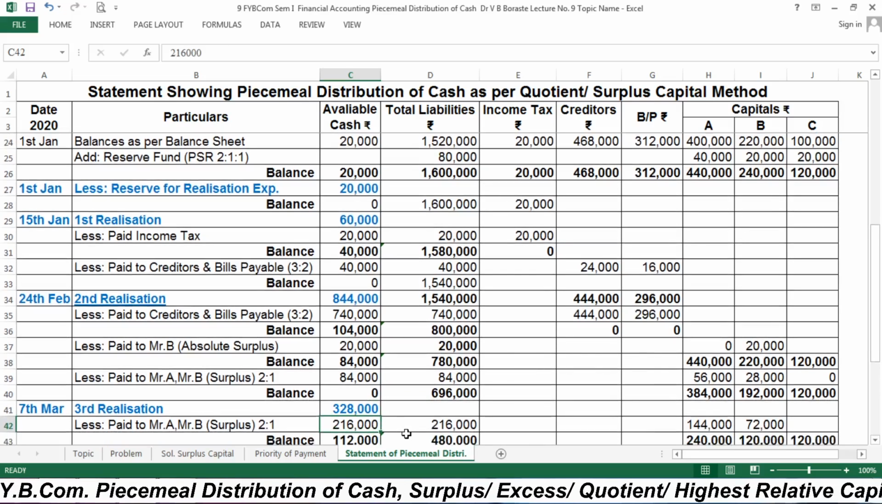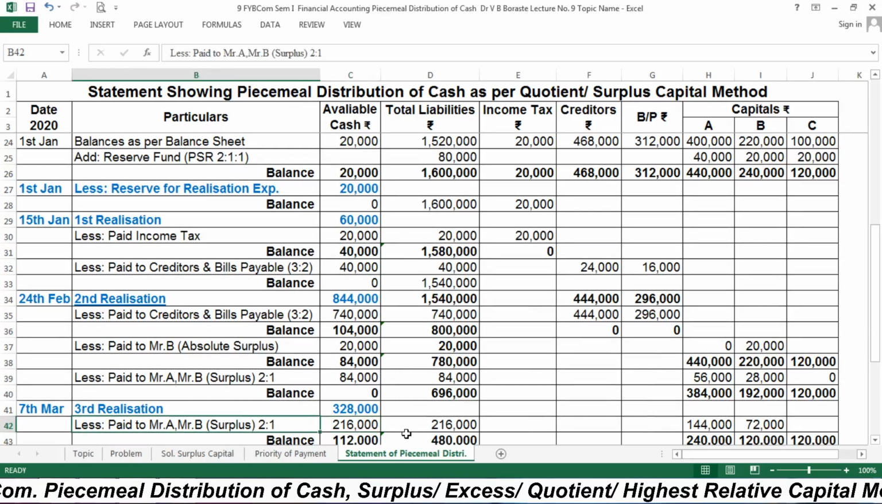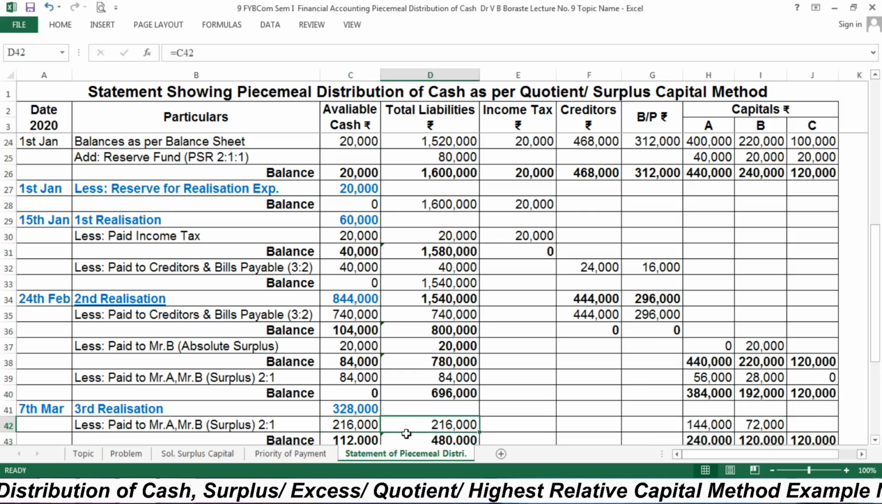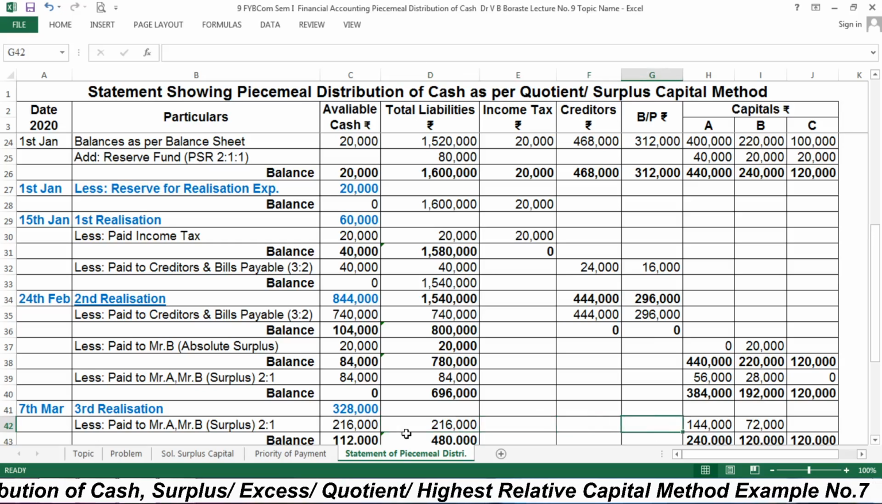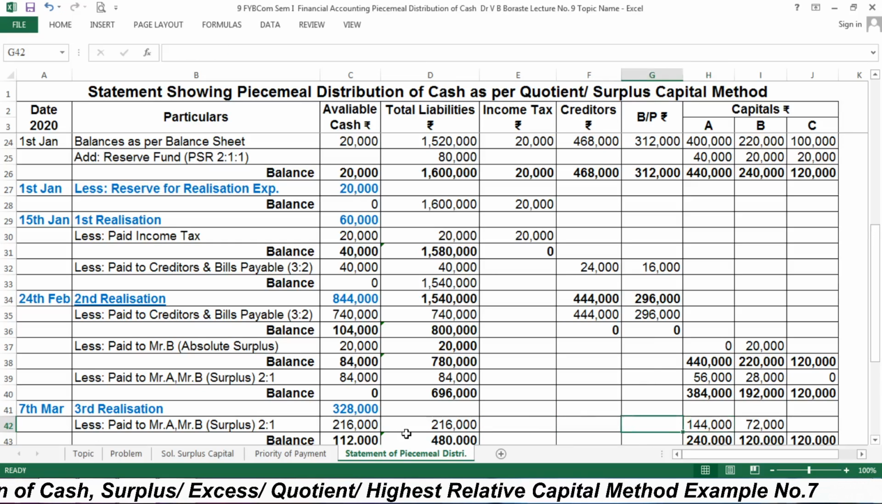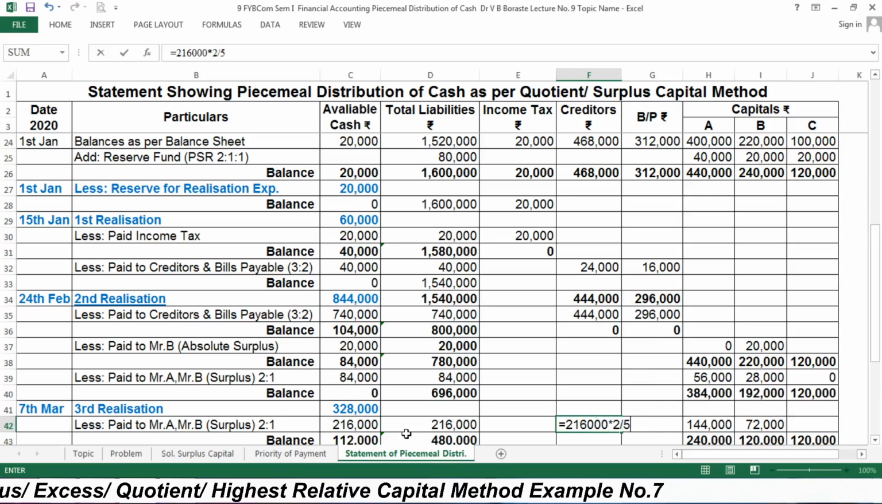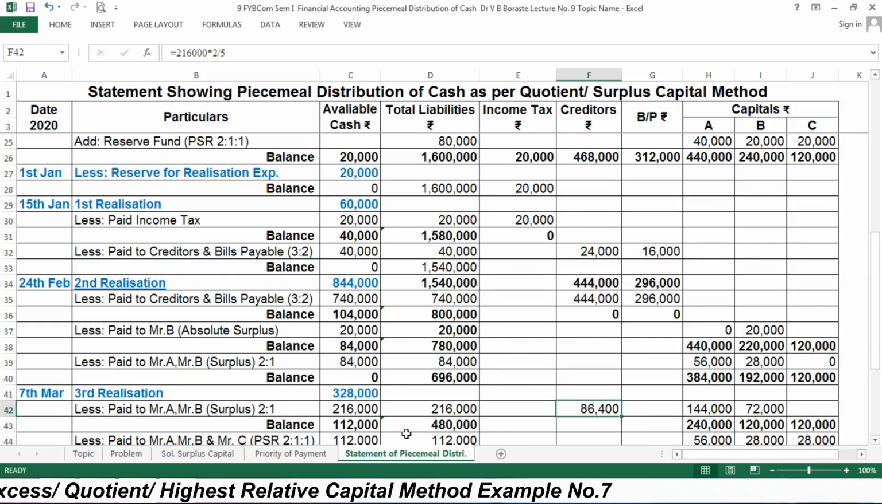So we have to pay Mr. A and B. Here you can see payment to Mr. A and B, in the ratio of 2 is to 1, that is 2,16,000. Total liability will be reduced by the same amount, and Mr. A will receive 1,44,000. How is it calculated? You can see here 2,16,000 into 3 divided by 3, that is 1,44,000, and if multiplied by 1, the amount is rupees 72,000 which will be received by Mr. B.